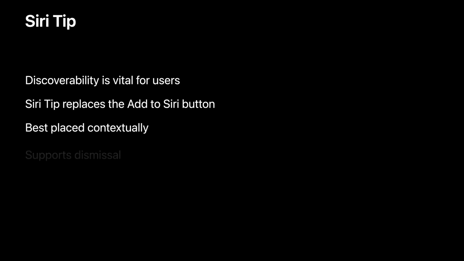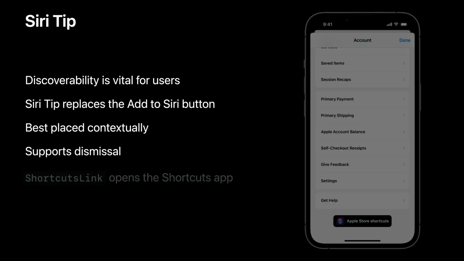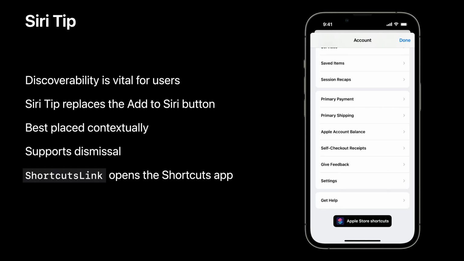The Siri tip also supports dismissal. The view includes a dismiss button and will trigger a custom closure in your code when tapped. You'll want to remove the view from your layout and consider not showing it again until you feel it's relevant. Finally, we've also included a new shortcuts link that will launch to a list of shortcuts from your app. This new element is great if your app has a lot of app shortcuts and you want to let users explore all of them.